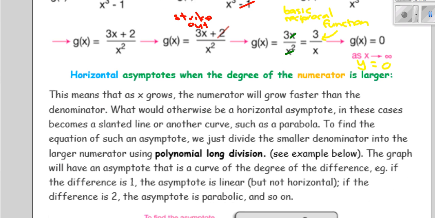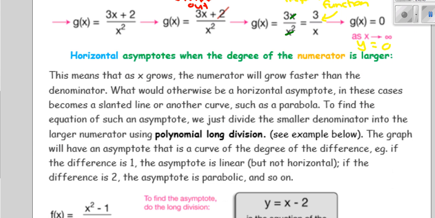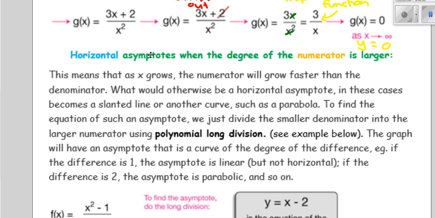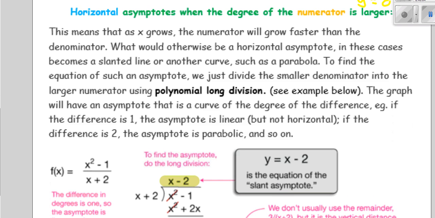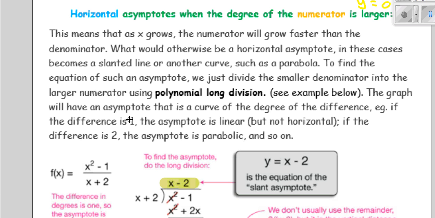Horizontal asymptotes when the degree in the numerator is larger. I've saved the weirdest for last. Here you see the degree in the denominator was larger. That's fine. That was pretty straightforward, because it just cancelled to a basic reciprocal function, and then it's just y equals 0. When the degree in the numerator is larger, you can get weird asymptotes: slanted, like lines that are diagonal instead, or curved asymptotes.